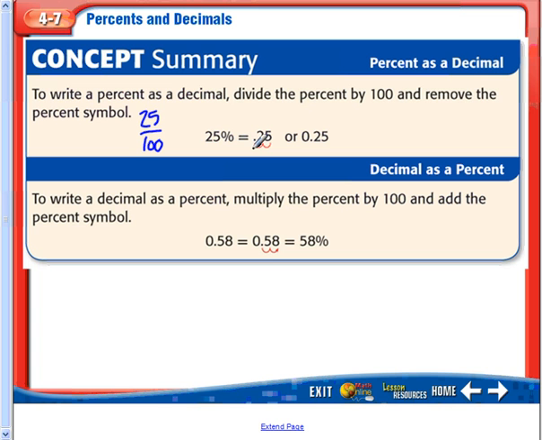Another way to remember this is when we want to find a decimal, the word decimal has an L in it, and so we're going to move it 2 places to the left.